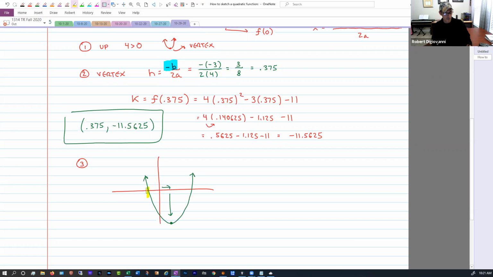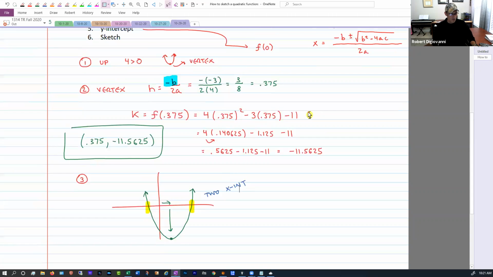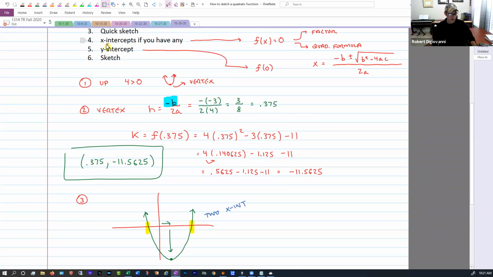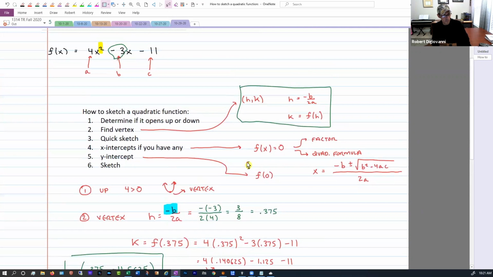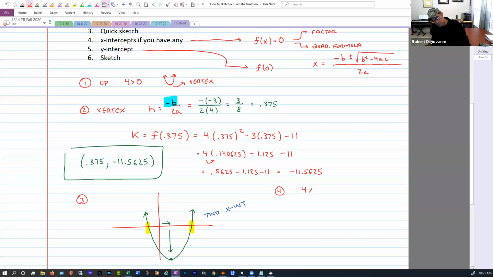So I know that I have 2 x-intercepts, right? I don't know what they are, but we have 2 of them for sure. So that would take me to step 4, which is to find the x-intercepts if we have any. Well, we do have them. We know we do. So to find the x-intercepts, this is where we set the function equal to 0. So we need to set the parabola 4x squared minus 3x minus 11 equal to 0.